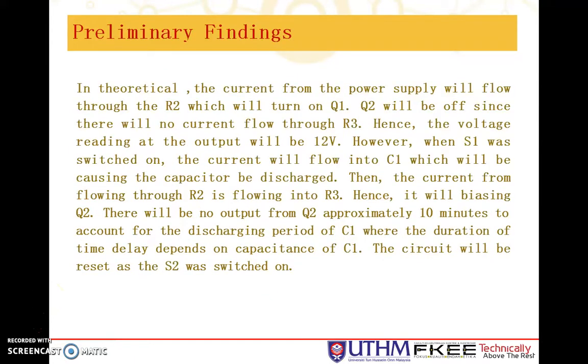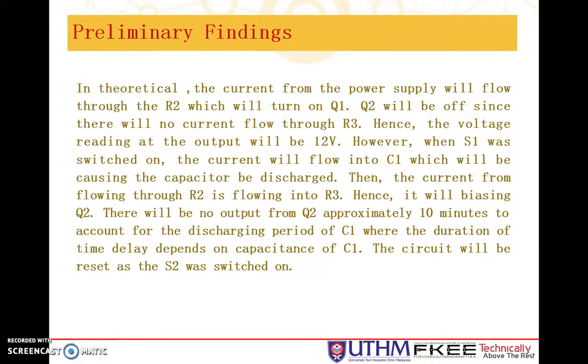For the preliminary result, in theory, current will flow through R2 and from terminal S to D of the FET. This will turn on Q1. In this situation, Q2 does not conduct as there is no current flow into R3. As S1 is switched on, current will flow into C1 before flowing into terminal G of the FET. This will turn Q1 off.